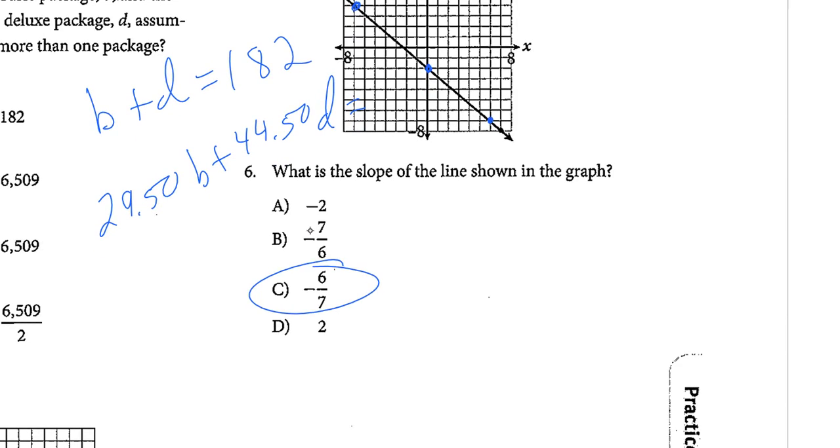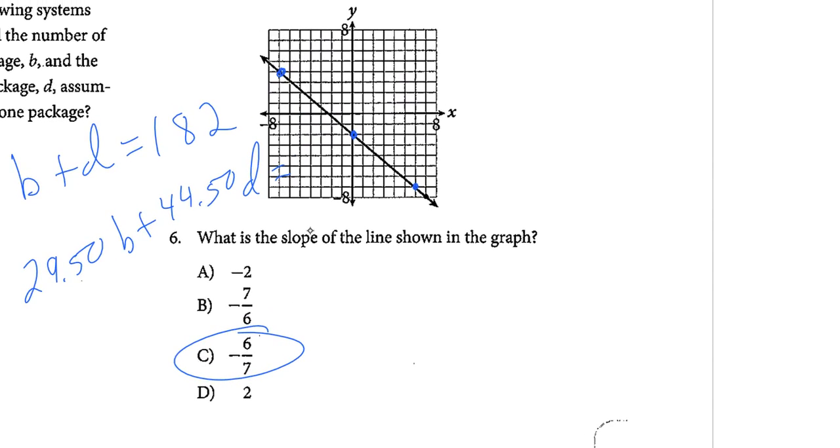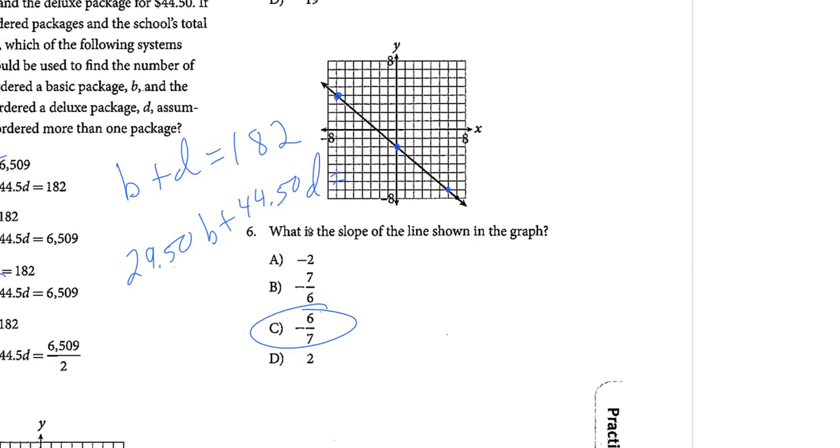It's going down from left to right, so we can eliminate D. It's definitely a negative number, and we get negative 6/7. So that's rise over run when we count slope, and always start from the point on the left and go to a point on the right.